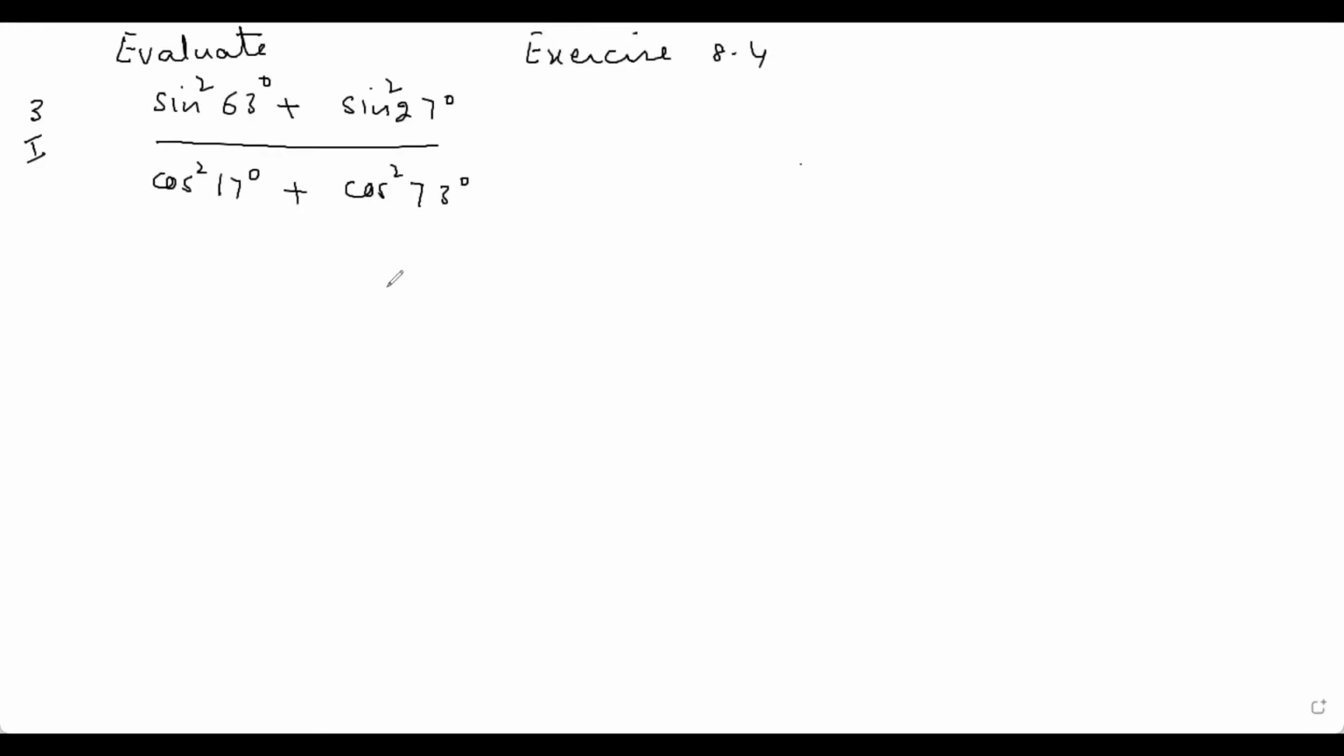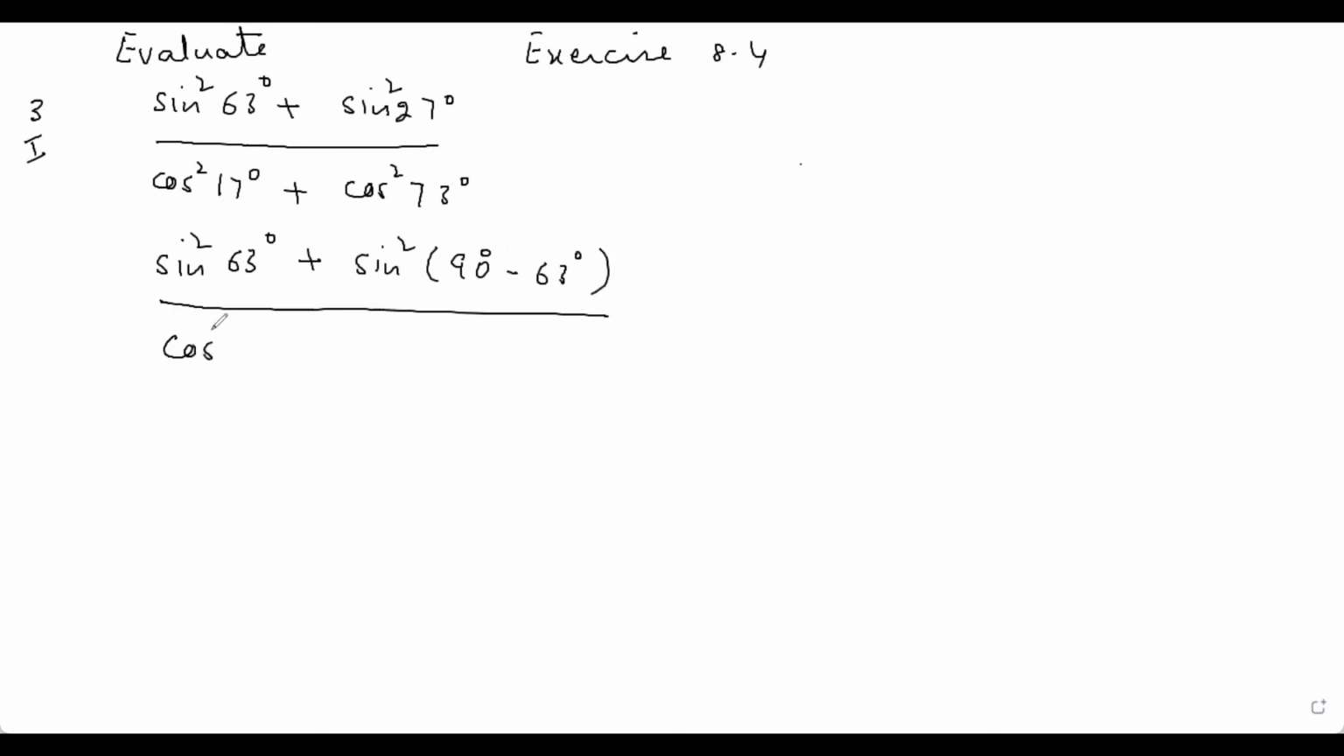Exercise 8.4, third sum, first part: evaluate (sin² 63° + sin² 27°) upon (cos² 17° + cos² 73°). So let me change 27 degree. Sin² 63° plus sin², instead of 27°, write 90° minus 63°, upon cos² 17° plus cos² (90° minus 17°).